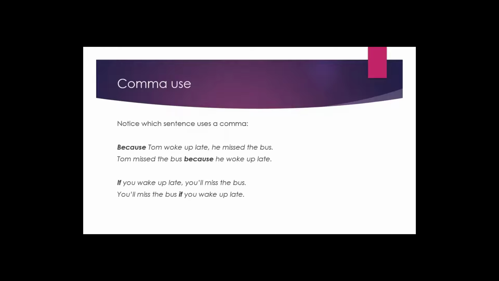Let's take a look at how conjunctions change the way we use commas. So notice which sentence uses a comma. Because Tom woke up late, comma, he missed the bus. Tom missed the bus because he woke up late. The first sentence starts with the conjunction, because Tom woke up late. So in that case, we use a comma. But in the second sentence, we are using the conjunction because in the middle of the sentence, and in that case, we don't use a comma.